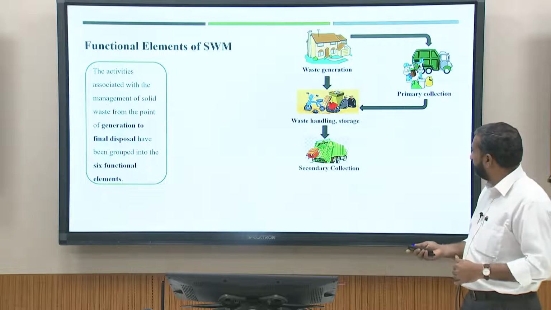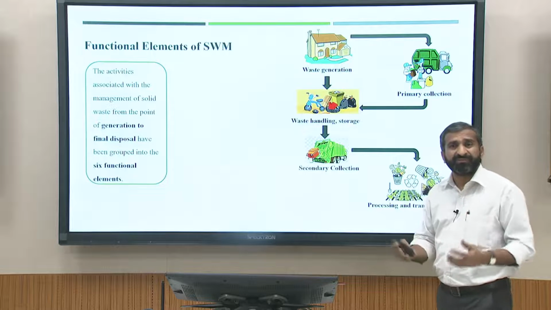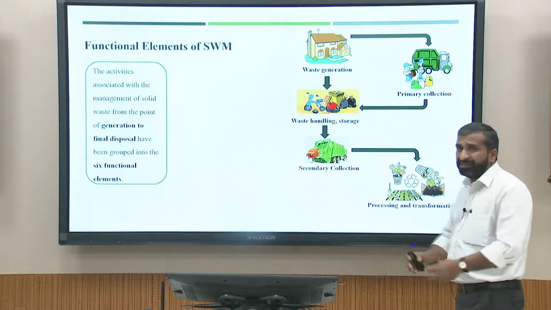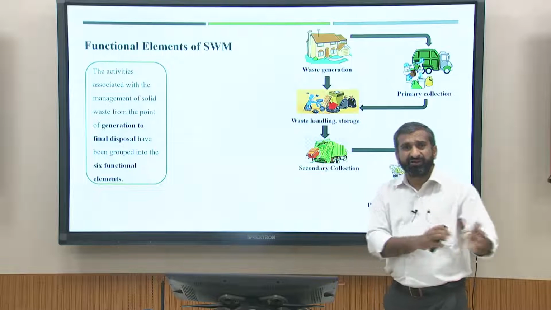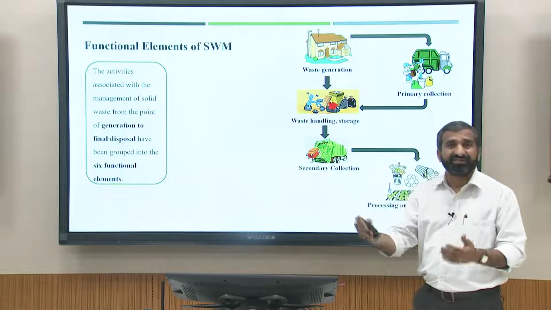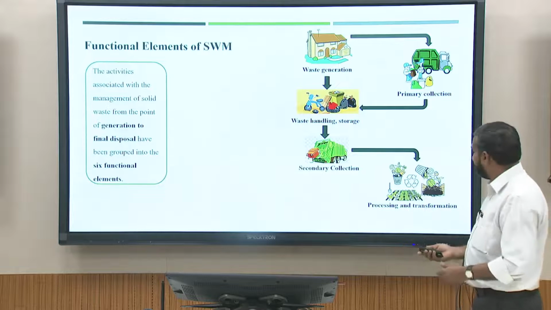The waste is transported to the disposal area. And the next functional element is processing and transformation. Once the waste is collected from the dustbin area, it goes for processing or recycling. Many materials like paper and plastic are recyclable and go for processing and transformation. Transformation is nothing but treatment: biological waste goes for biological treatment, and dry waste can go for combustion, incineration, waste to energy or RDF processes.